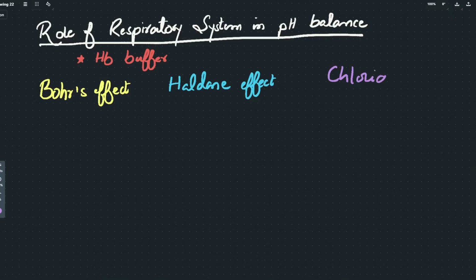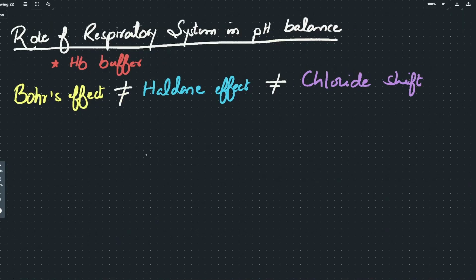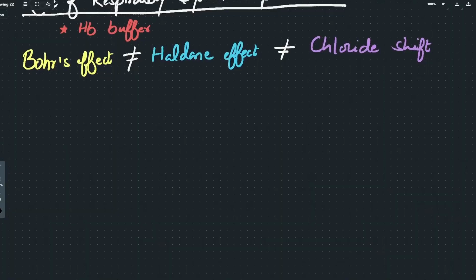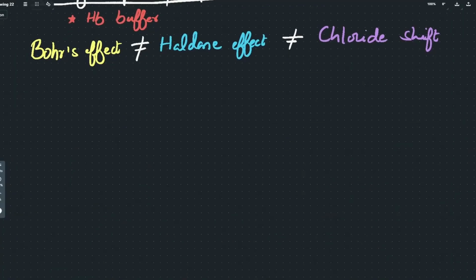Now all these things are very related to each other, but they are not the same. Many people get confused and mix them up, but in today's visual lecture we will understand it conceptually and thoroughly, and we will learn it once and for all, so that students do not get confused between these three things.